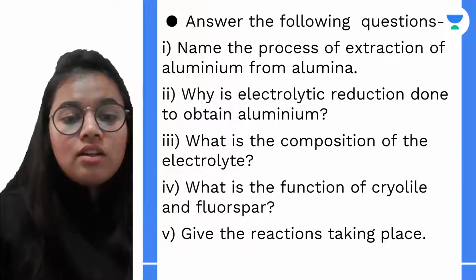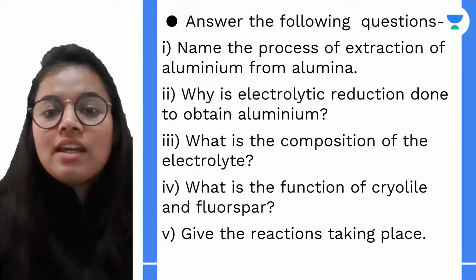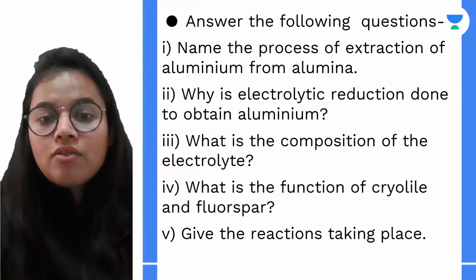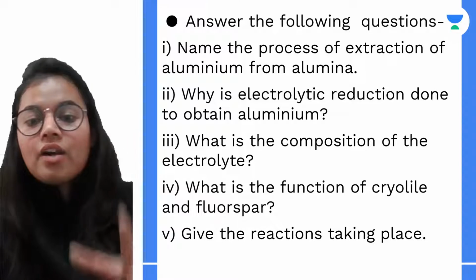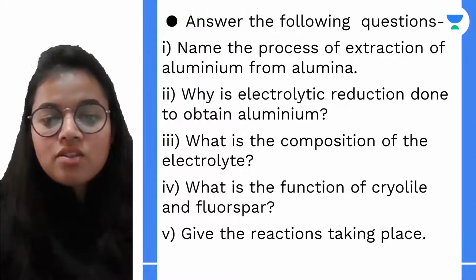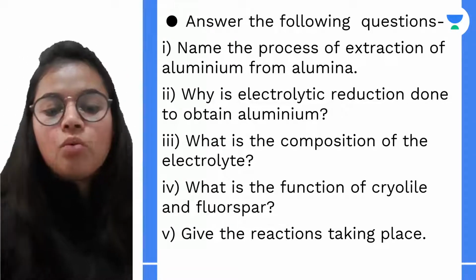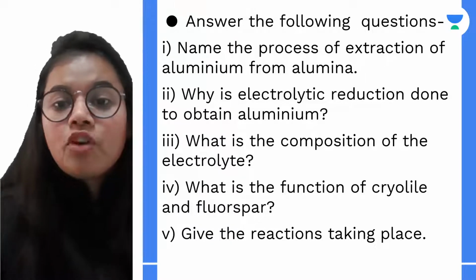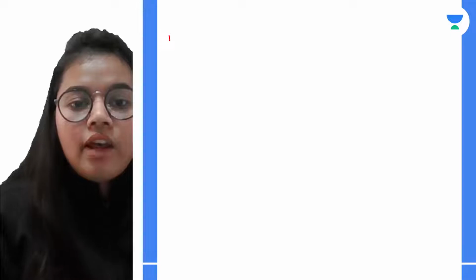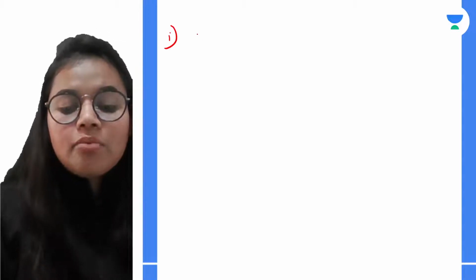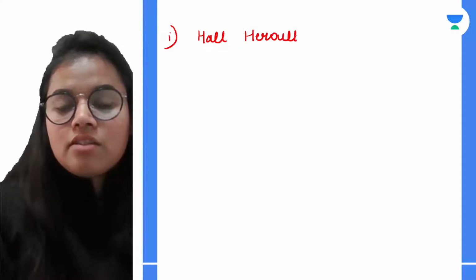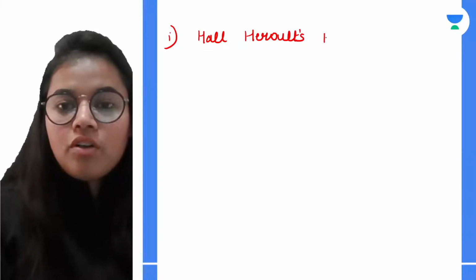Okay, now the next thing is: name the process of extraction of aluminium from alumina. So these are all the questions related to extraction of aluminium. Let us solve them one by one. The process of extraction of aluminium from alumina is the Hall-Heroult process. Kindly remember in detail what happens in the Hall-Heroult process, because it is important from your examination point of view.